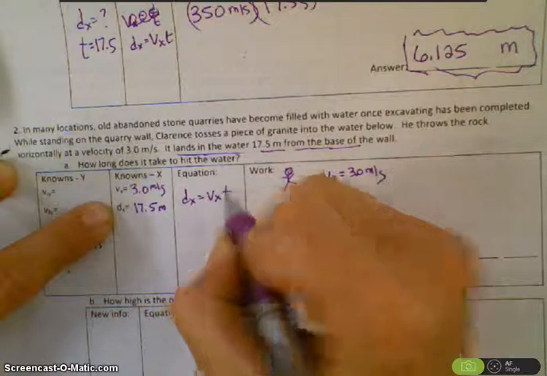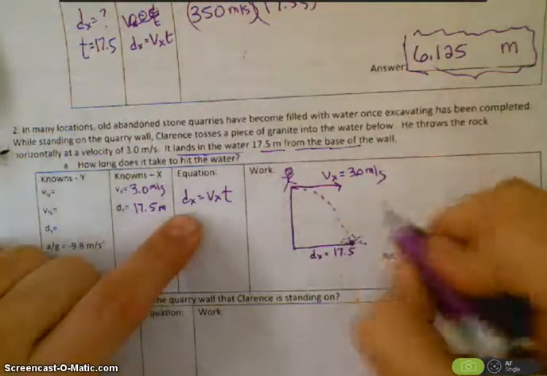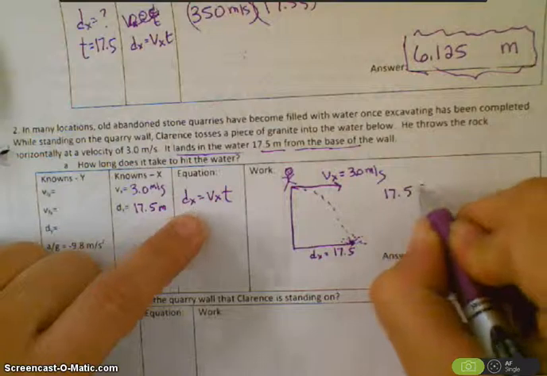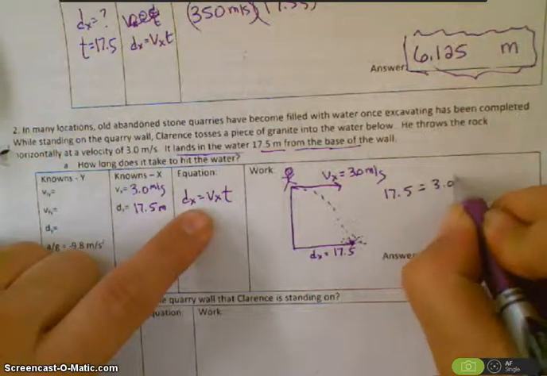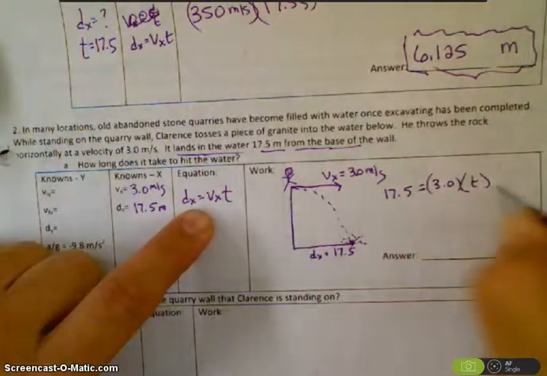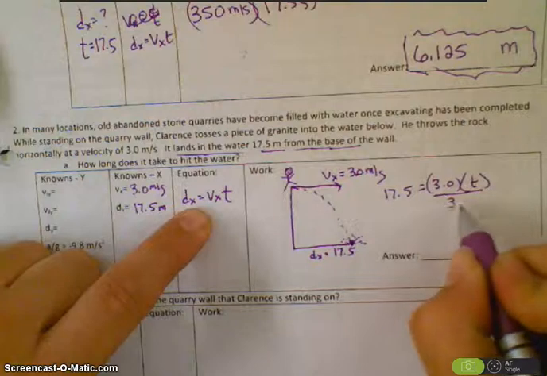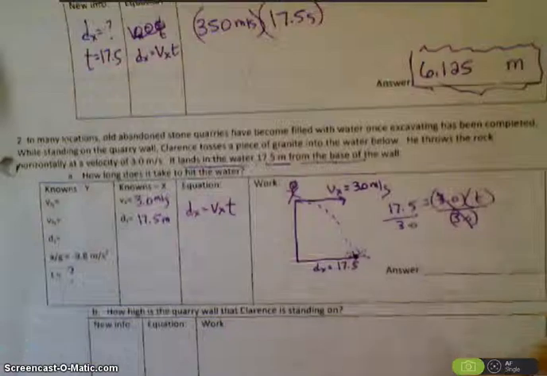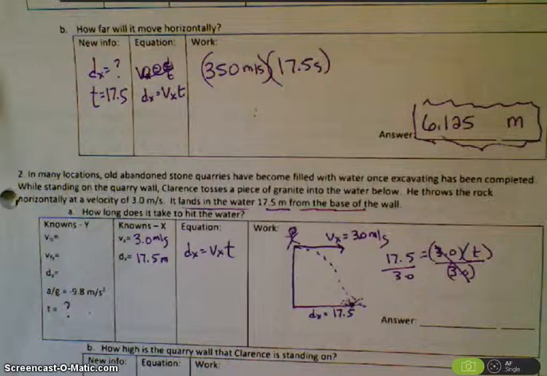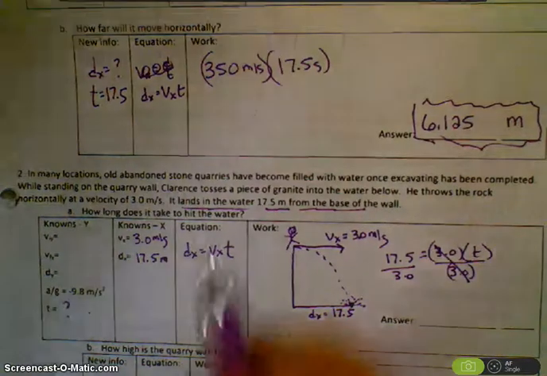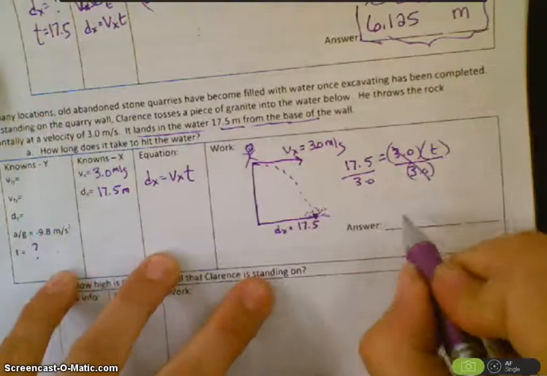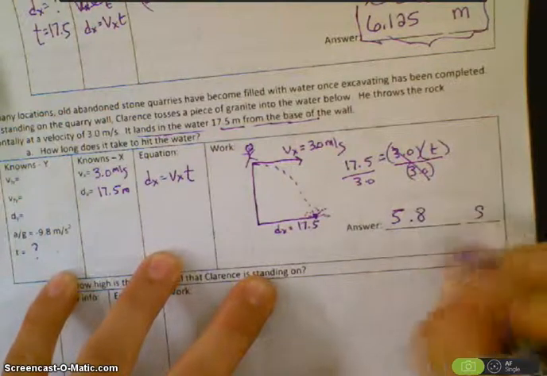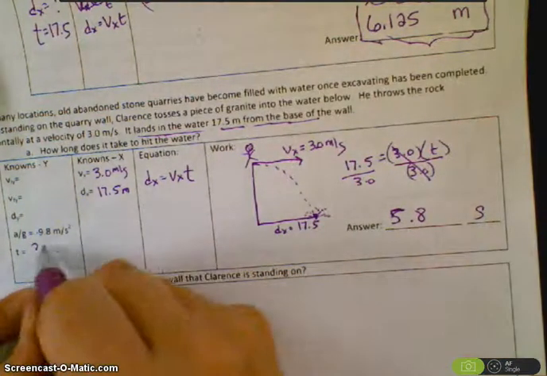I love it when they give us this kind of equation first. Okay, so we know that 17.5 equals 3.0 times t. So now I just got to get t by itself. Divide both sides by 3. T equals 5.8 seconds. Sweet. So 5.8 seconds.